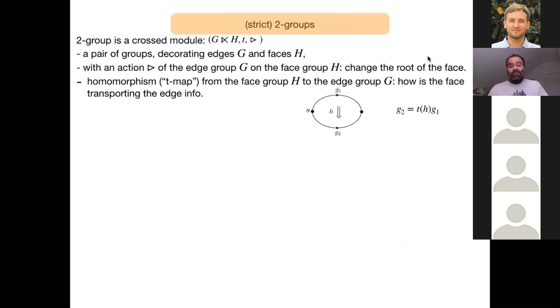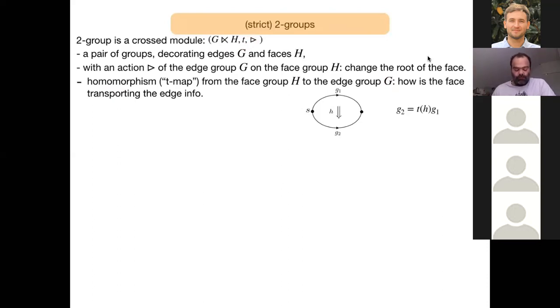I'm going to talk about what are called strict two groups. There is a weaker notion of two groups, but I'm not working with that yet. So what is a two group for me? A two group is what people also call a crossed module. So it's a pair of groups and the T map, which is a homomorphism, a map that goes from H to G, and an action. So that's a math definition.